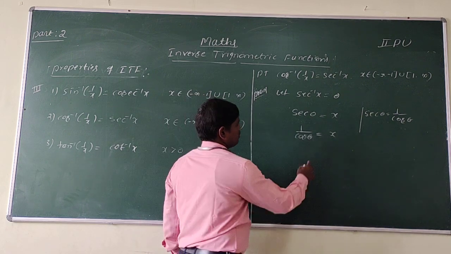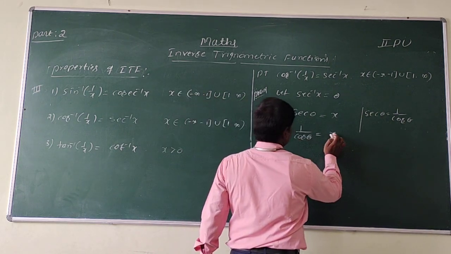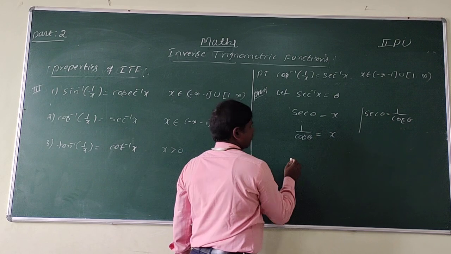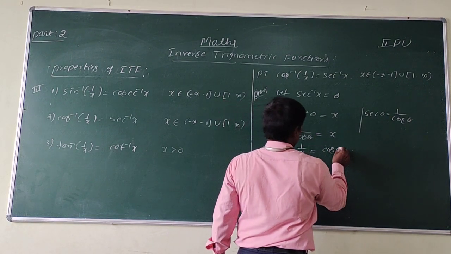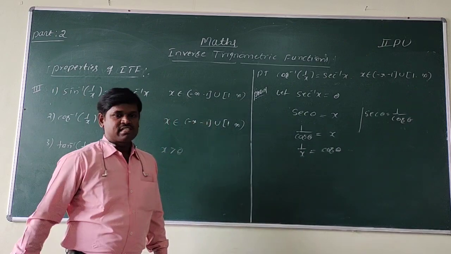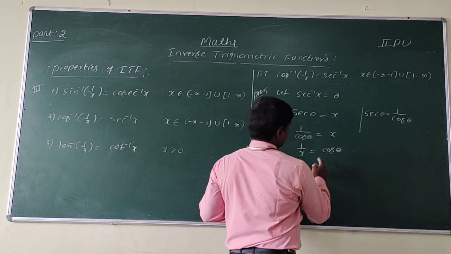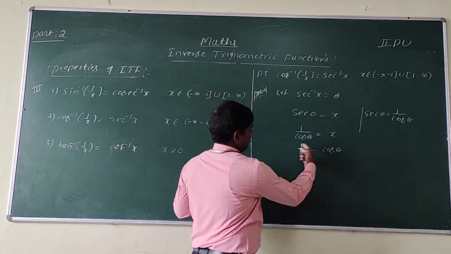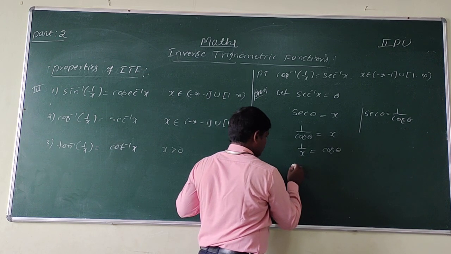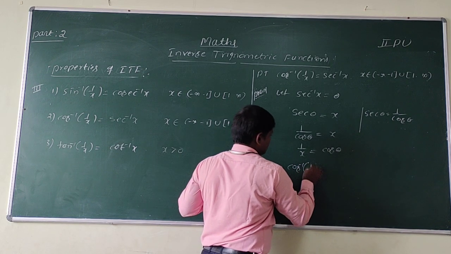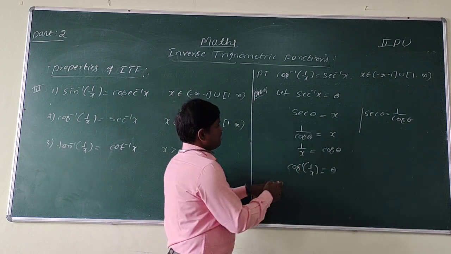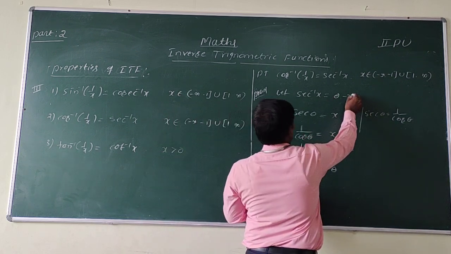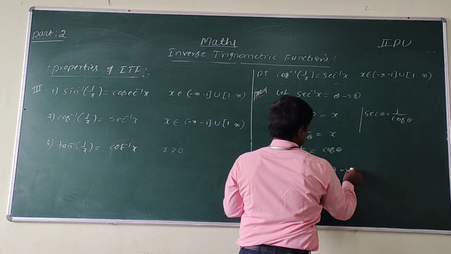So change cos theta and x. I take 1 by x is equal to cos theta. Take cos to this side. So cos inverse of 1 by x is equal to what? Theta. So you observe, this is taken as equation number 1, and this is taken as equation number 2.